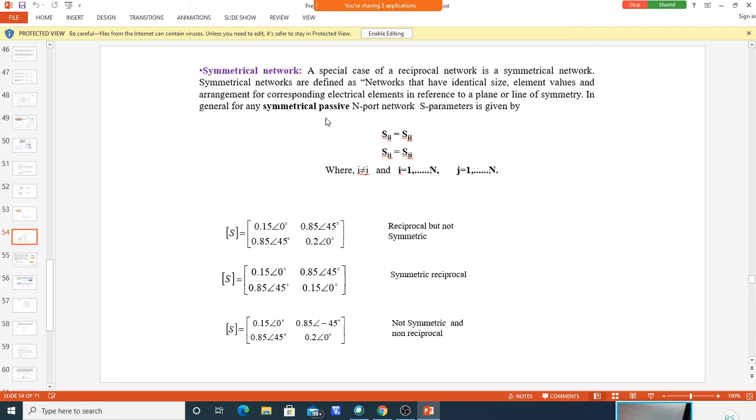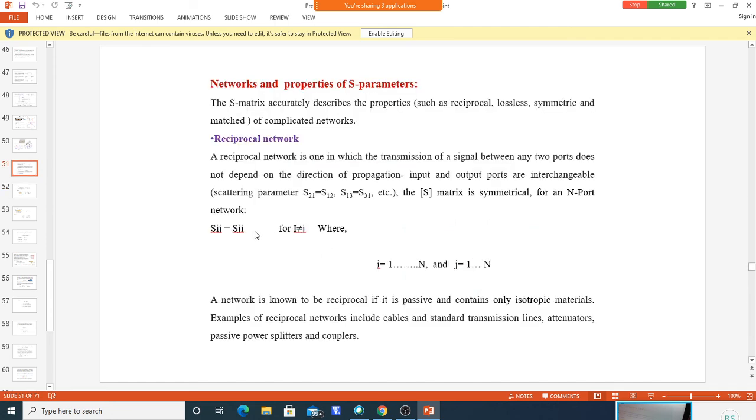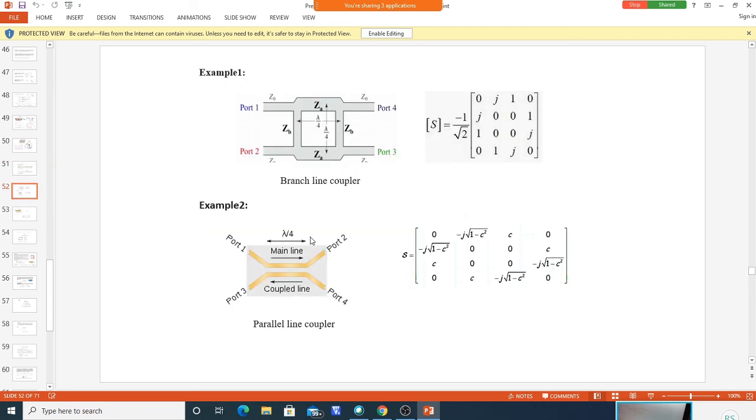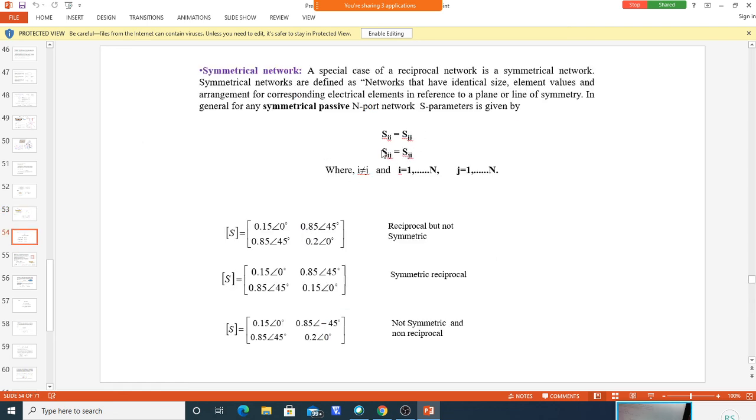In general, for any symmetrical passive network, the S parameters also satisfy Sii is equal to Sjj. In only a reciprocal network, Sij is equal to Sji, but for a symmetric network this also must satisfy Sii is equal to Sjj. So for symmetrical and reciprocal, both conditions must be satisfied, but for reciprocal only, it is enough that Sij is equal to Sji.